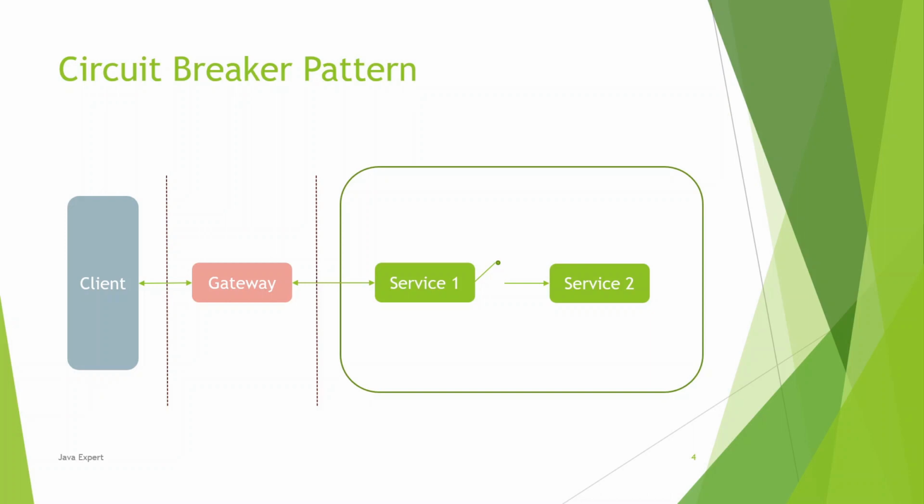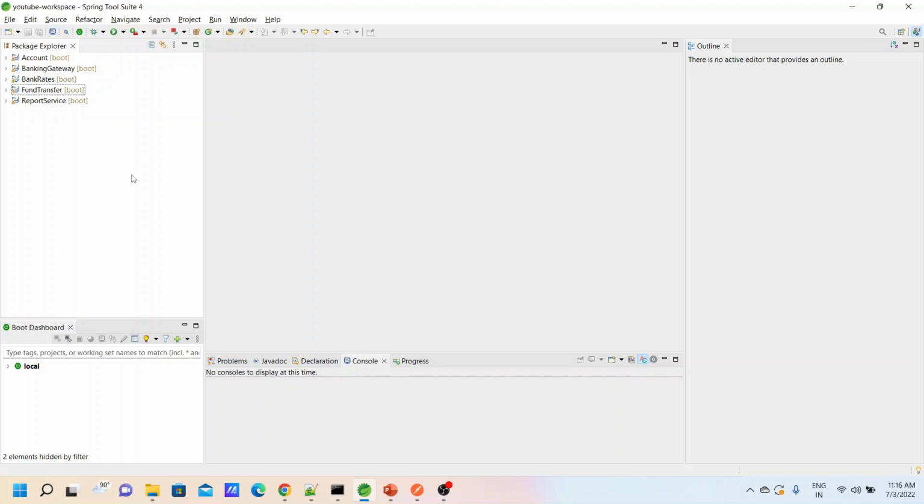We are going to implement the same thing in the practical session also. Let's move on to practical. Let's implement the circuit breaker design pattern in practical, right? So we have many services that we already created. If you're not aware of how to create a Spring Boot microservice application, you can refer to our previous videos so you can understand easily. For this circuit breaker implementation, we're going to use two services. One is fund transfer and the other is rate. These two services we already created, right?